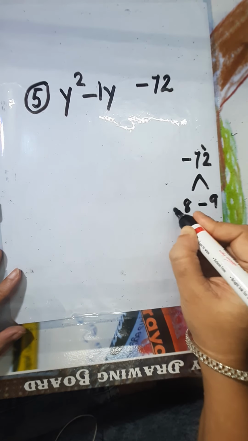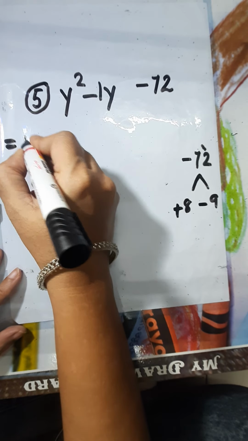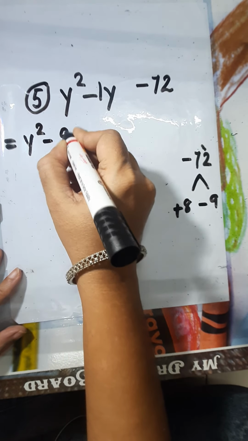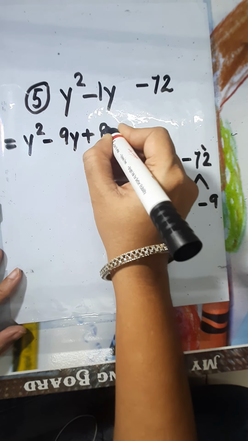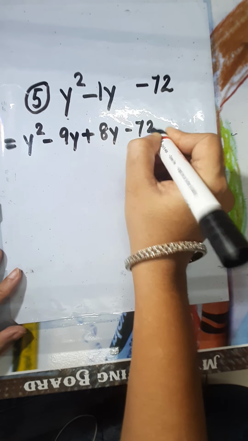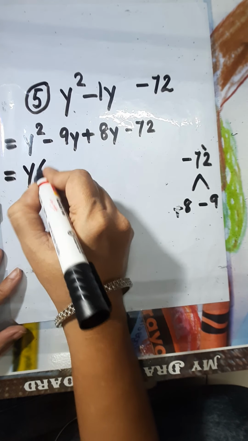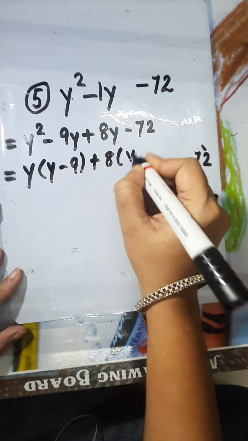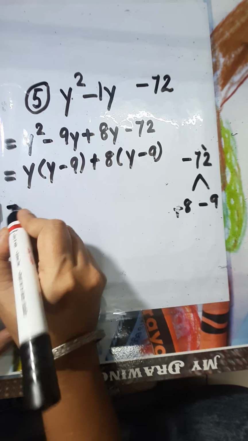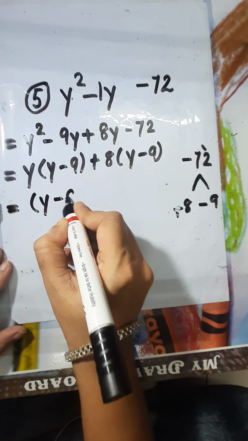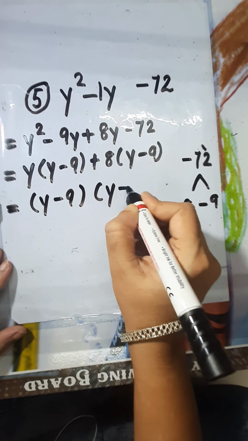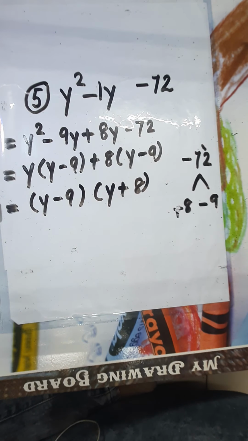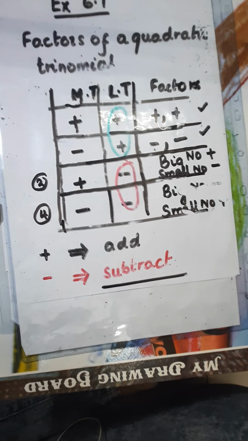Now look at the sign. Minus, so big number minus, small number plus. Y square minus 9y plus 8y minus 72. Remove y common. Y minus 9 plus 8 common. Y minus 9. So my factors are y minus 9 and y plus 8. We have covered most of the exercise questions also, right? So now see this once again. I repeat this. Look through this very carefully.